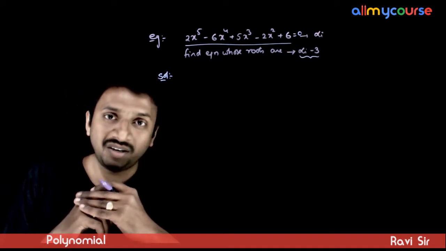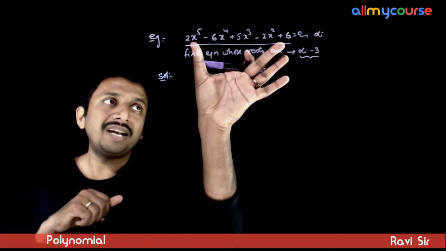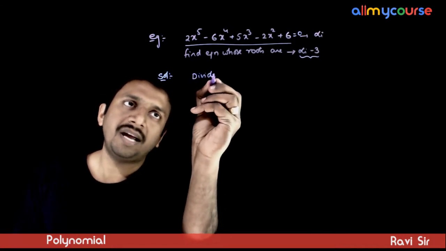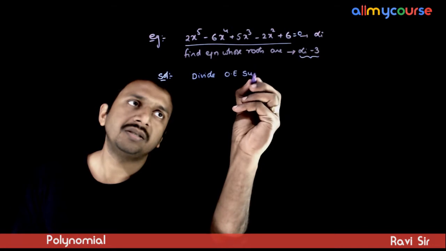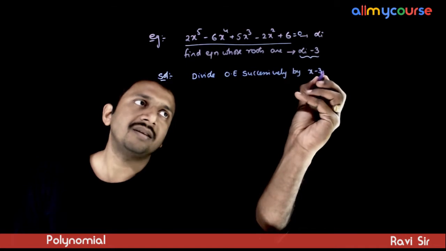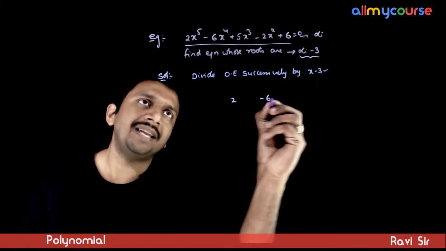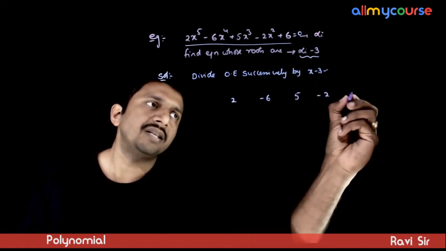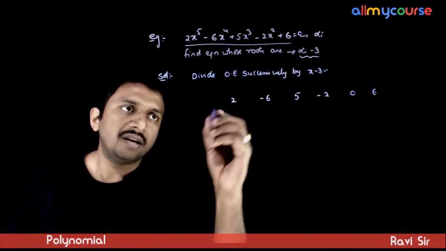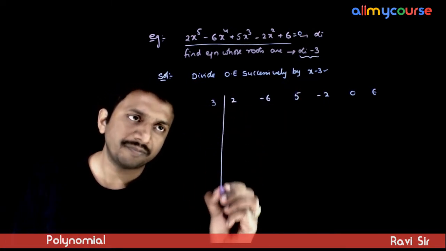So how do we get the coefficients corresponding to the transformed equation? We just need to divide this successively by x minus 3. So divide the original equation successively by x minus 3. So let us use Horner's process again. So 2, minus 6, 5, minus 2, 0, 6. You don't have an x coefficient, you need to write a 0. Now if you want to divide by x minus 3, you need to use plus 3 here, right?